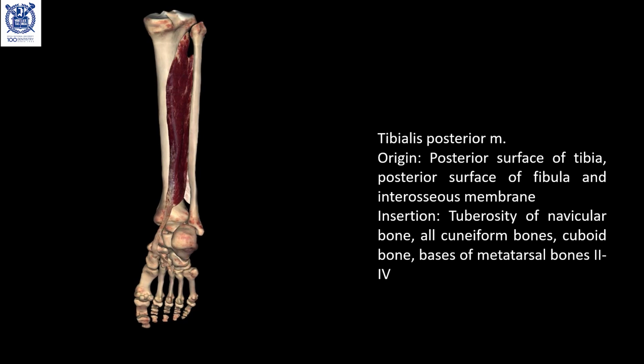And tibialis posterior muscles. Origin, posterior surface of tibia, posterior surface of fibula, and interosseous membrane. Insertion, tuberosity of navicular bone, all cuneiform bones, cuboid bones, base of metatarsal bones from second to fourth digits. These three muscles, that is to say, flexor hallucis longus, flexor digitorum longus, and tibialis posterior, pass through the tarsal tunnel.